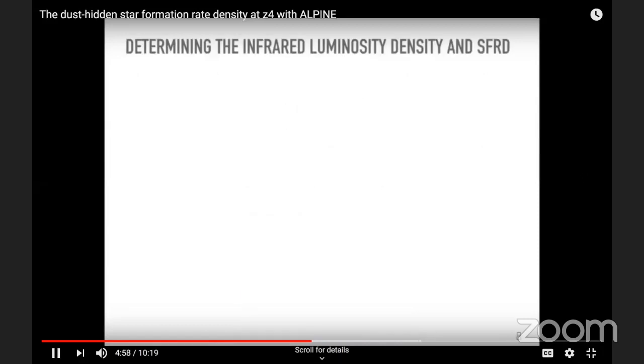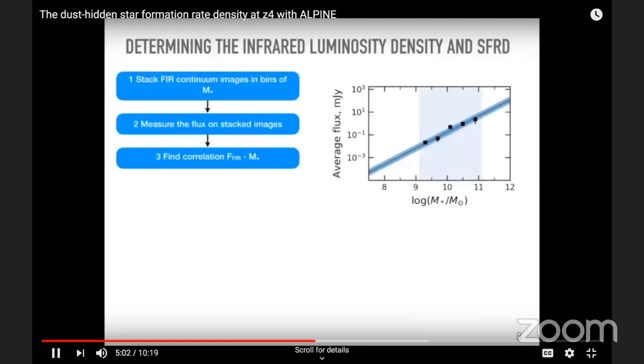How do we determine the infrared luminosity density using these stack images? So first of all, we do the stacks in the bins of stellar masses. We measure the flux on the stacked images, and we can find the correlation between the far infrared flux and the stellar masses.